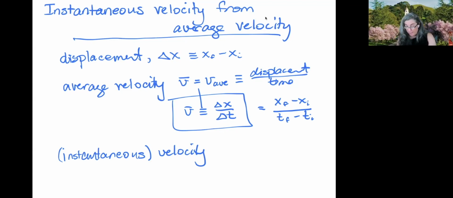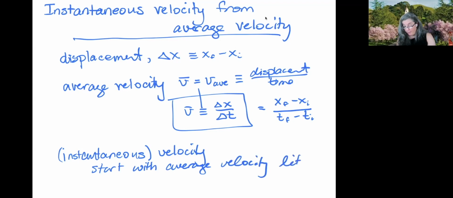So what we're going to do is start with the average velocity, and we're going to let that time interval shrink. So we'll start with the average velocity, and then let the time interval shrink. So the time interval is delta t. And we'll write that in symbols by saying we're going to let delta t go to 0. Okay, so that's what we're going to do today.